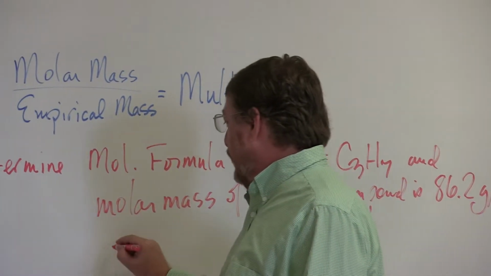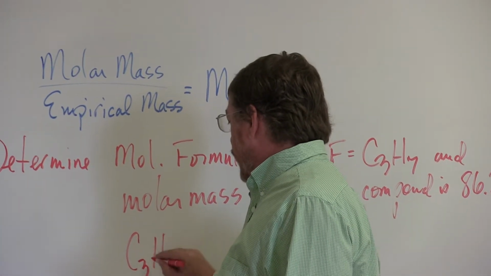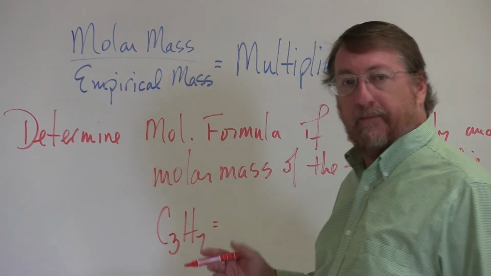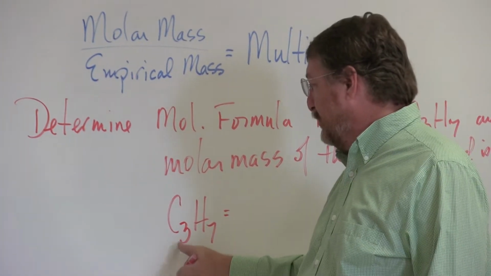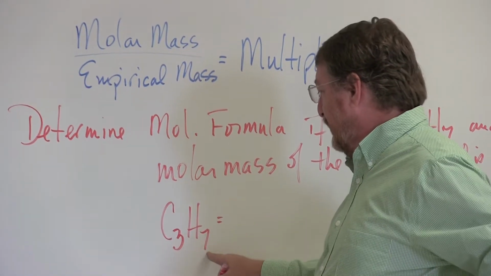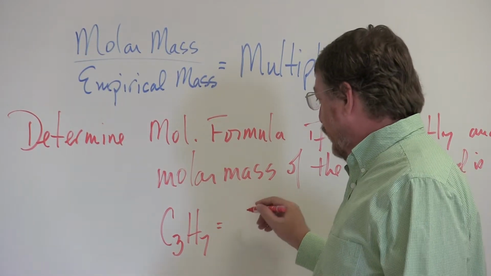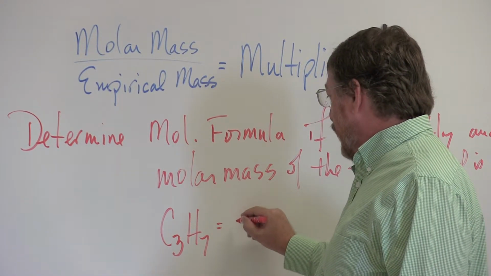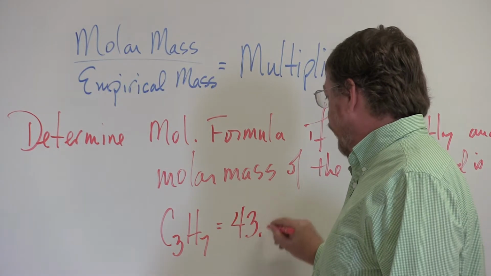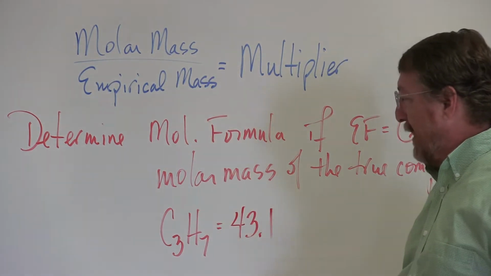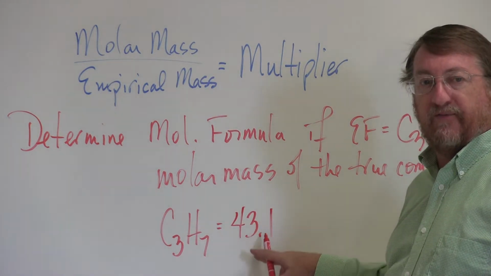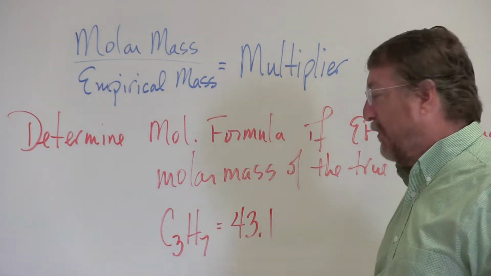Well, what we're going to do is take C3H7 and determine the empirical mass. 3 times 12.01 is going to give us 36, and 7.07. So basically, we're going to get 43.1. So the molar mass of the empirical formula is 43.1. We call that the empirical mass.